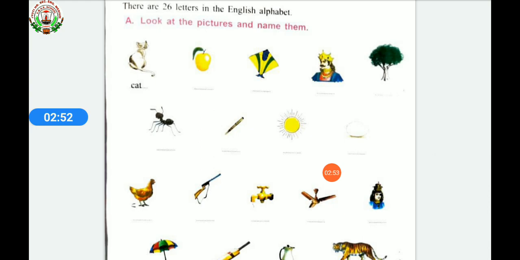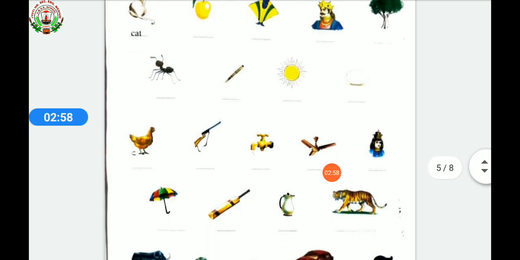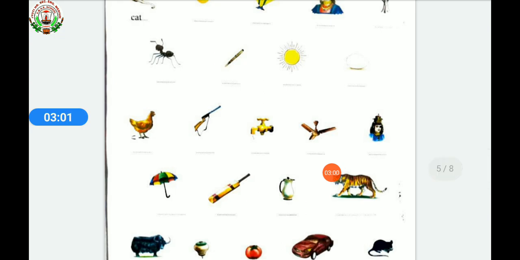The next picture is of a tree. It starts with the letter T. T-R-E-E, tree. Then comes the picture of an ant. A-N-T, ant. The next picture is of a pen. It starts with the letter P. P for pen. P-E-N, pen.